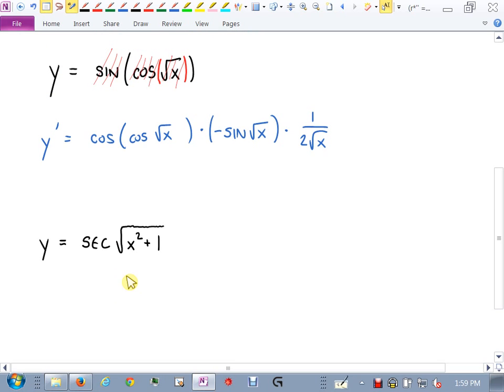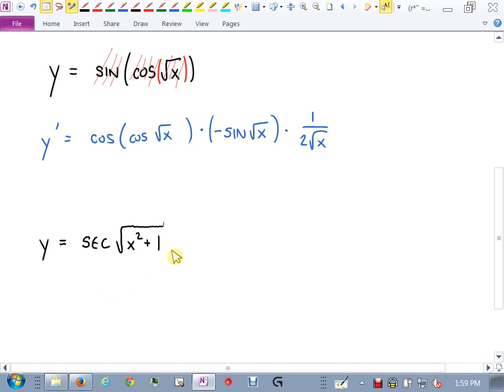how many layers to this onion? 2? 3? 1? 3? 4? 3? Okay, what's the inner layer then if you think it's 3? What is it? X squared plus 1? Then what's the next layer? Square root, then the next layer? Secant. Okay, 3, sounds good.